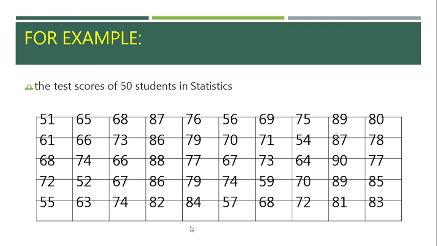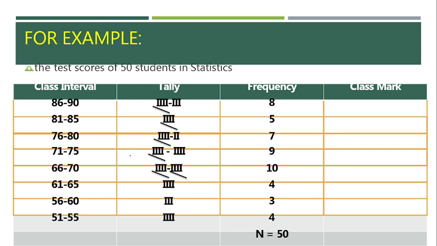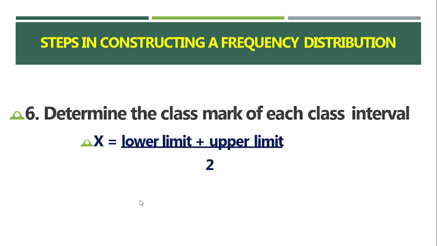Okay. Next, after putting your class intervals, next in line is to write the obtained frequency from your class interval to your raw data. So if you're going to tally it, you will be able to find the frequency. And in that sense, you will be able to double check if you were able to get the 50 students. So if it's not 50 students, there is something wrong, maybe in the way you check your data.